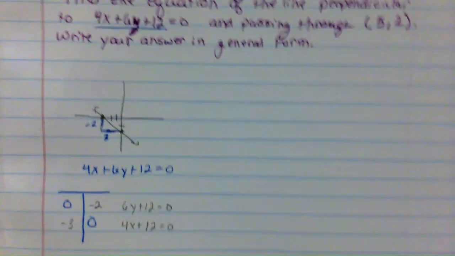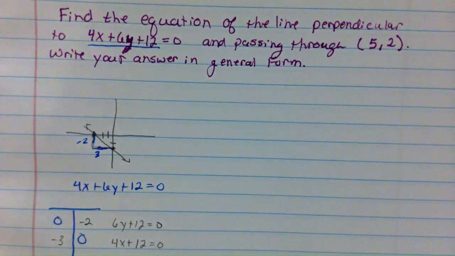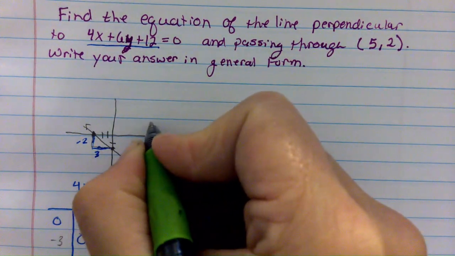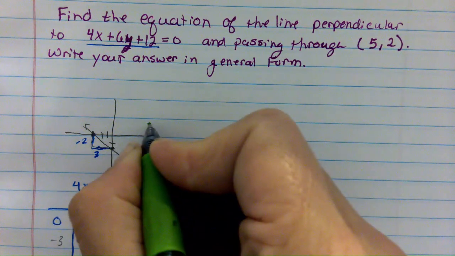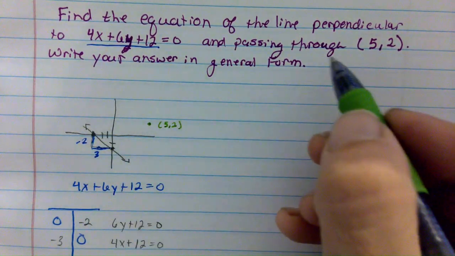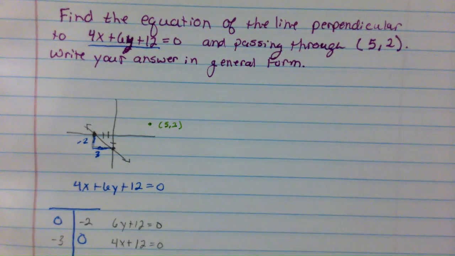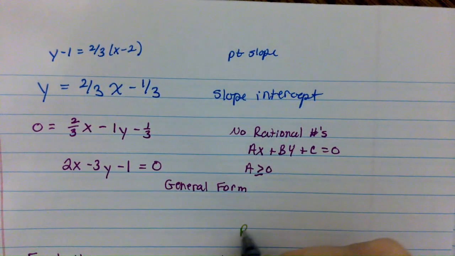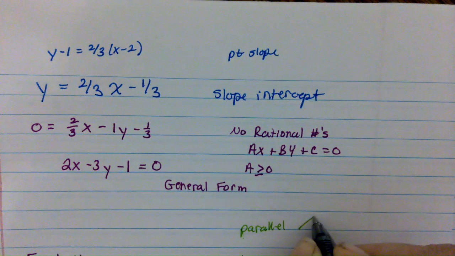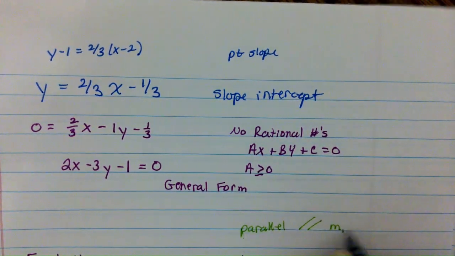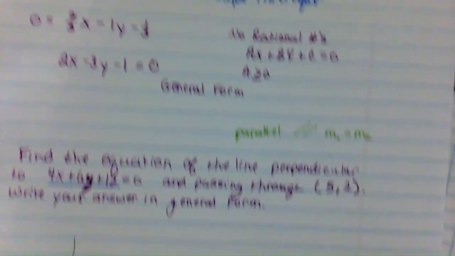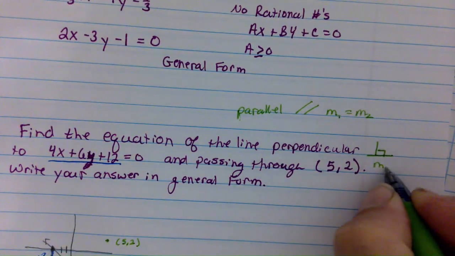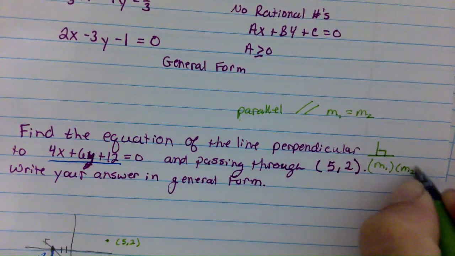Okay, great, that's their line, but we need to go through 5, 2. And we need to do perpendicular. Okay, so what's perpendicular? Well, that's not parallel. With parallel lines, that would be like slanting the same. So that would mean our slopes would be equal. With perpendicular, however, they have to meet at a perfect 90-degree angle. Now, if we're doing it algebraically, our slope times our slope is going to equal negative 1.